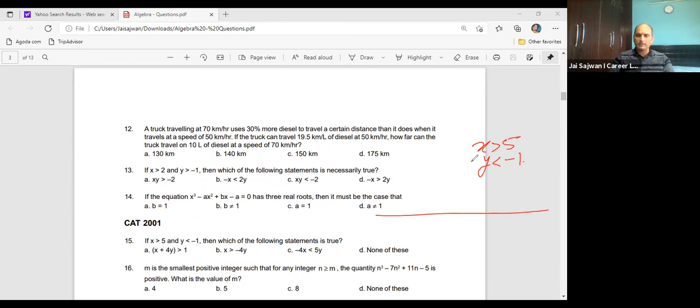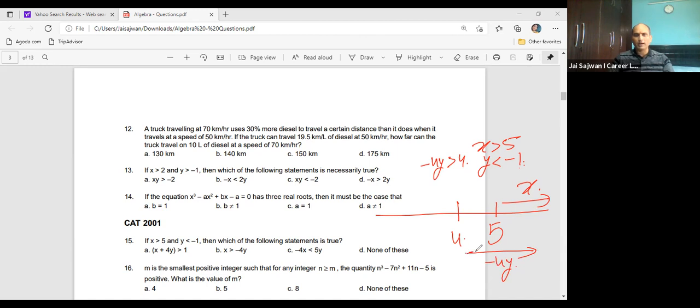It is given that x is greater than 5. So this is 5, my dear. X is greater than 5. Y is less than minus 1. Can I say minus 4y is greater than 4? Okay, so I hope it is clear. Y is less than minus 1, 4y is less than minus 4, so minus 4y is greater than 4.